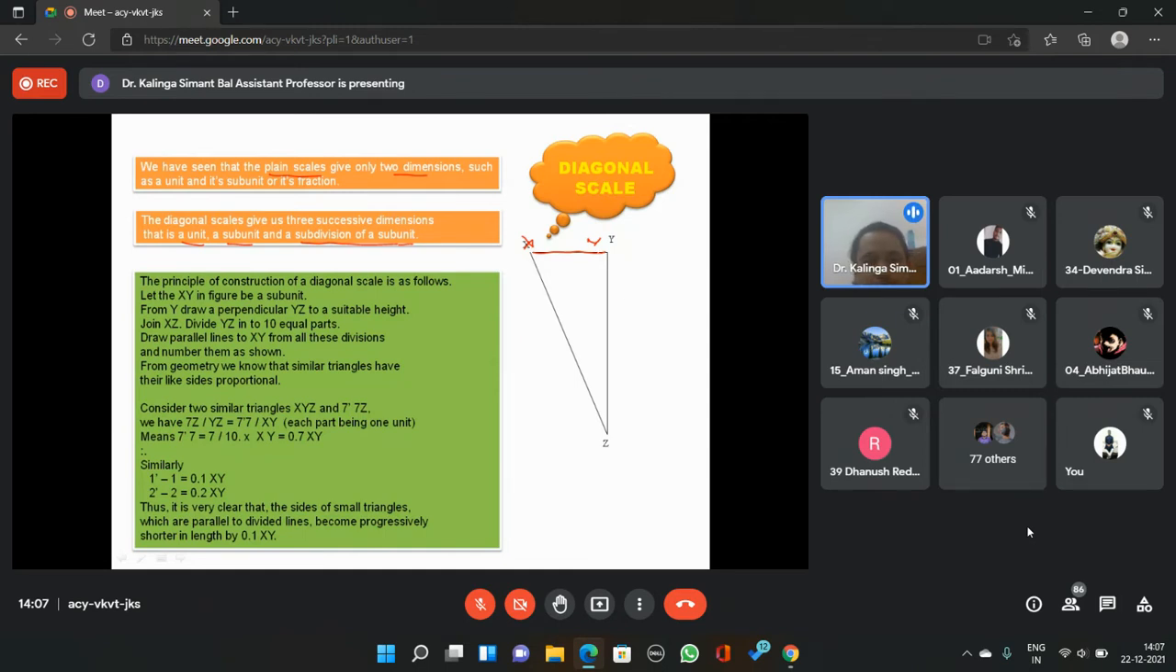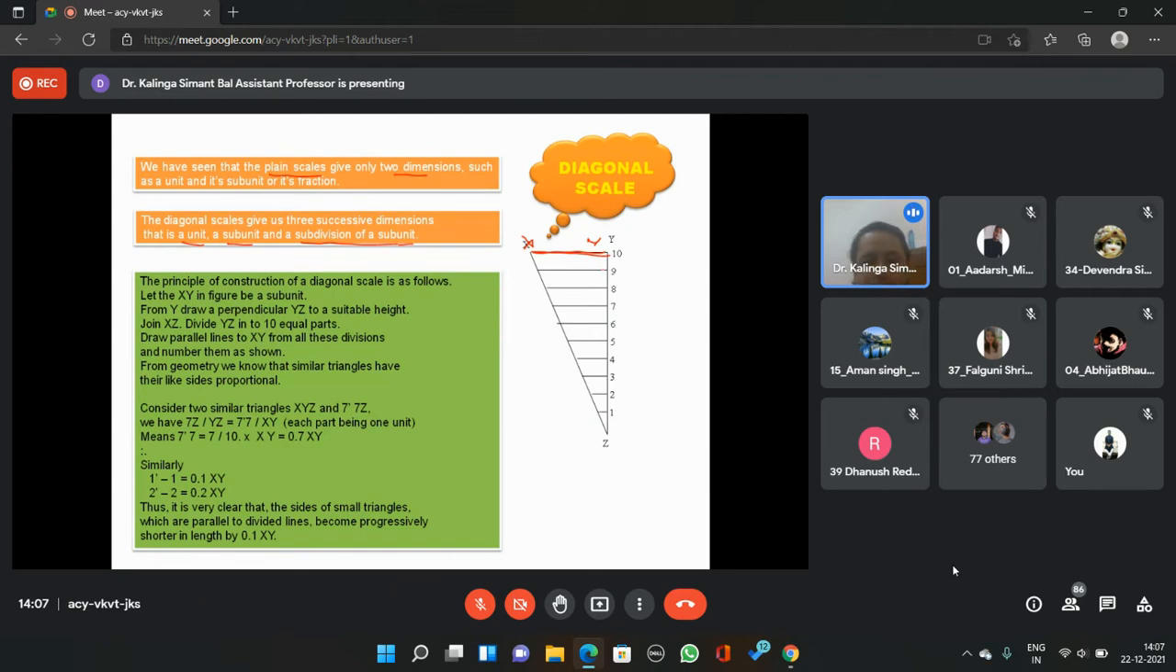Once we have drawn this, we have to divide the YZ into 10 equal divisions. So how do we do it? We first number it 1 to 10 and start the divisions by drawing parallel lines with respect to the previous line, that is the XY line.